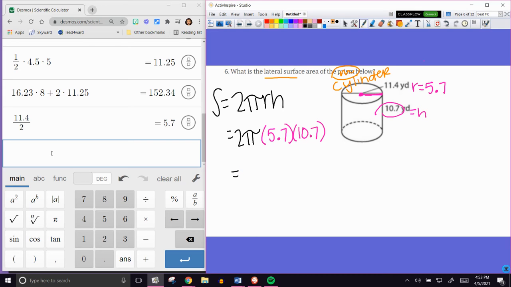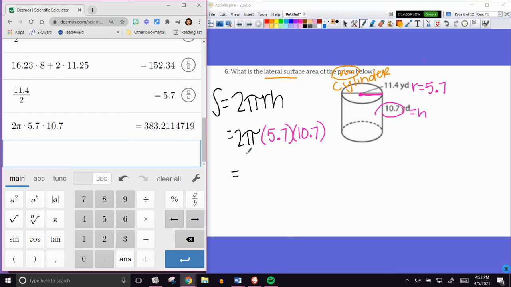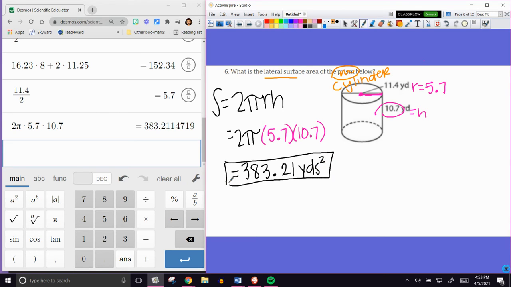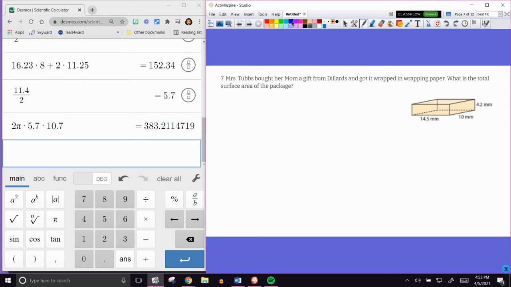So when I type this in, I type in 2 pi times 5.7 times 10.7. And I get 383.21, and these are yards and they are squared. Okay. Moving to number 6.